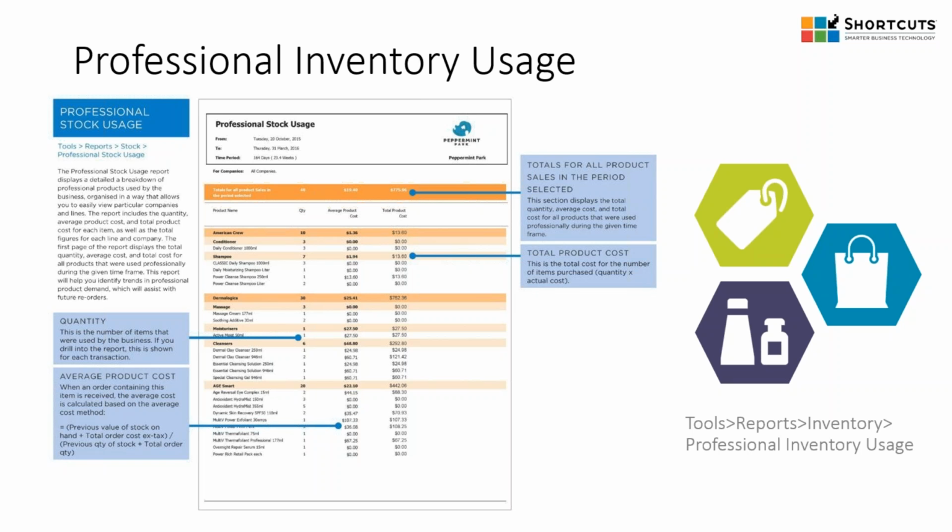Okay, so this is really great information, right? Because you might look at the cost of your color and the amount of revenue you brought in based upon color services. And there better be a balance there, right? So that's the professional inventory usage report, you guys. Any questions about that one?